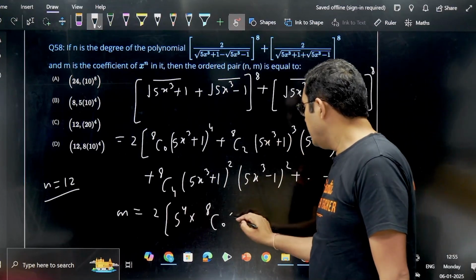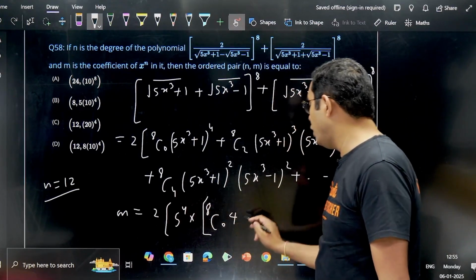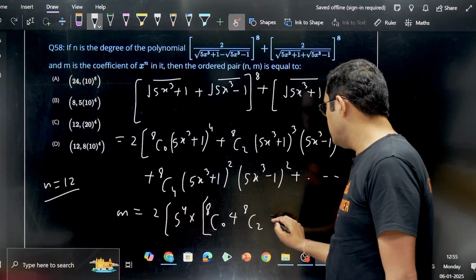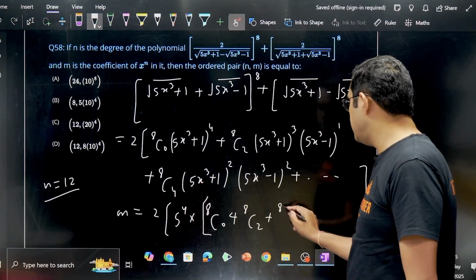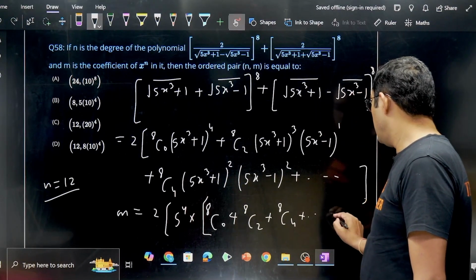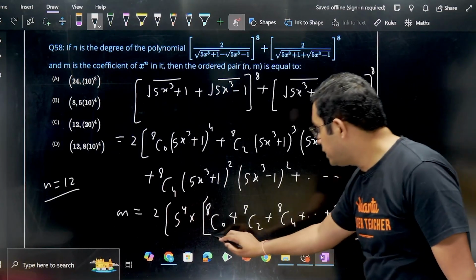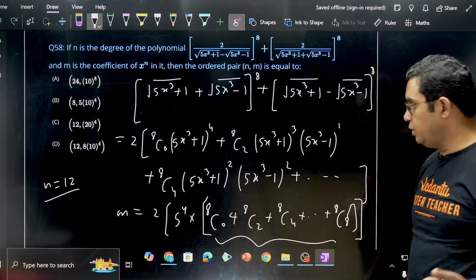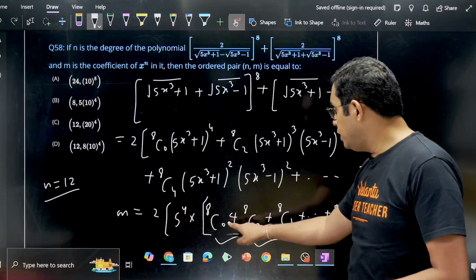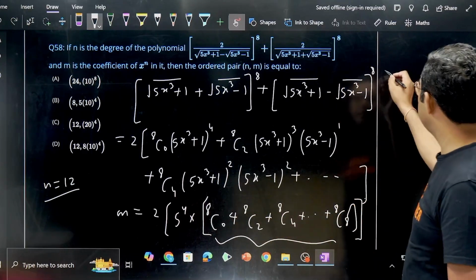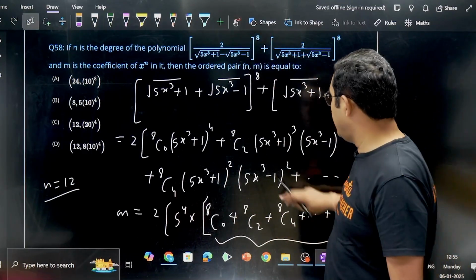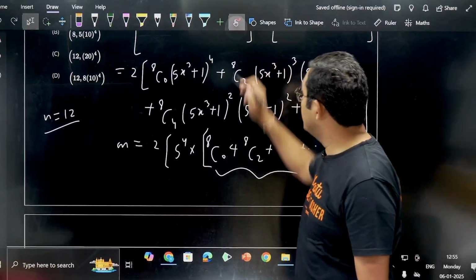Okay, so here again 5 power 4 we can take common, so it will be 8C2. In the next one also it is 8C4 and so on, and it will go up to 8C8. Now the sum of this kind of terms are alternate terms, 0 to 4 are there. So I can get an identity, we can write it directly.